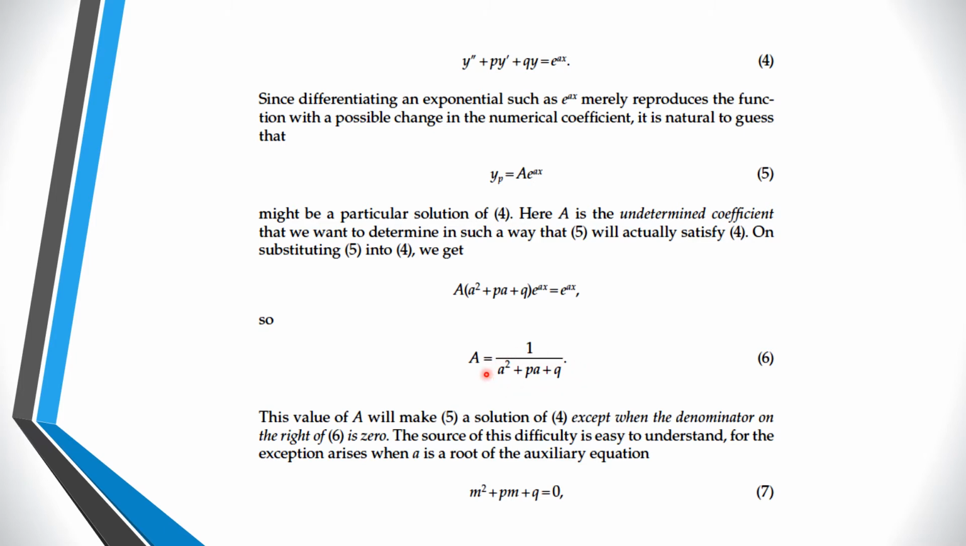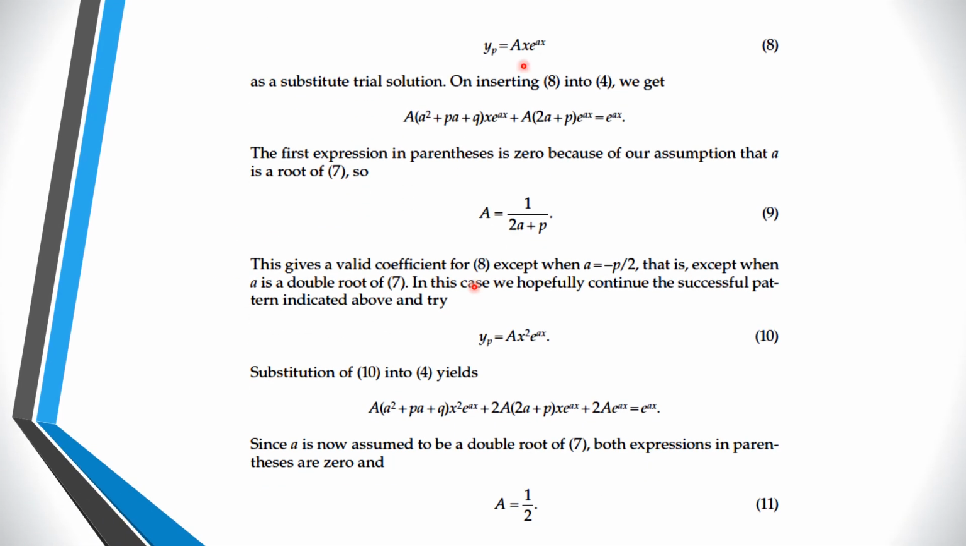If this denominator factor is 0, we cannot find out the value of capital A, because our left hand side will become 0 and in the right hand side we have the exponential function. So we cannot find out the value of capital A. So in that case, yp is A into x times e to the power ax. Again we can find out yp dash and yp double dash, and we can substitute in equation number 4. And after simplifying, we will have this equation.